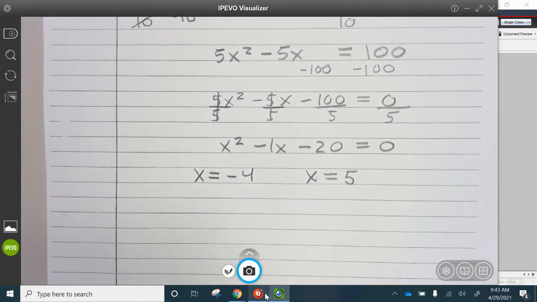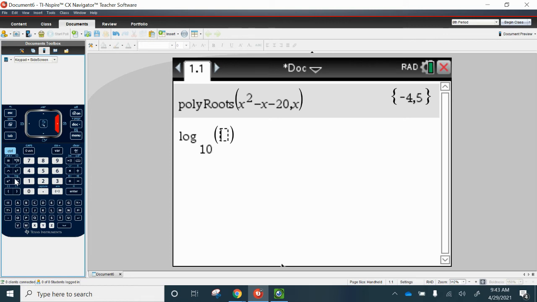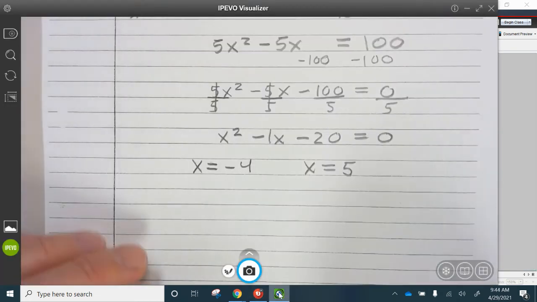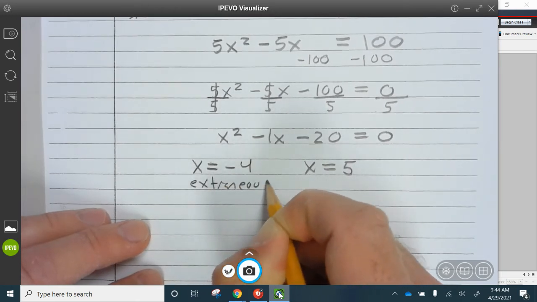Okay, so now we're going to check those values. So we're going to do control log base 10 of 5 times -4, plus control log base 10 of -4 minus 1. You get a non-real calculation. That means x equals -4 is an extraneous solution.